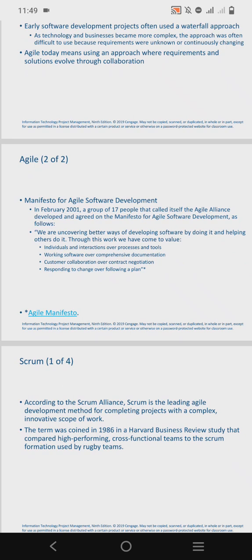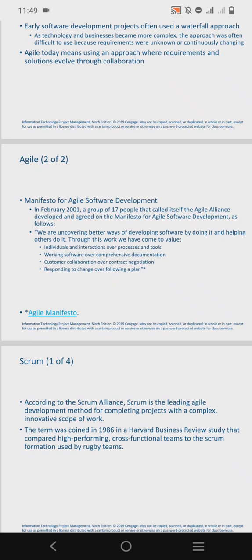which means that individuals and interactions are very important and they have more value as against processes and tools. And then there is a value on software that is working as against comprehensive documentation. There is a value on customer collaboration as against contract negotiation. And of course, there's a value on responding to change instead of following a plan.